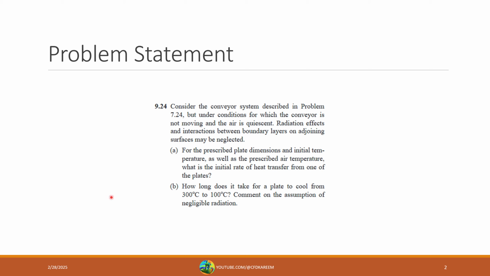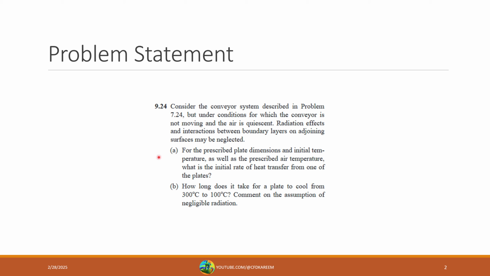The problem we're going to look at today is problem 9.24 from Fundamentals of Heat and Mass Transfer by Bergman and Lavine. The question is given as follows. It says, consider the conveyor system described in problem 7.24, but under conditions for which the conveyor is not moving and the air is quiescent. Radiation effects and interactions between boundary layers of adjoining surfaces may be neglected.